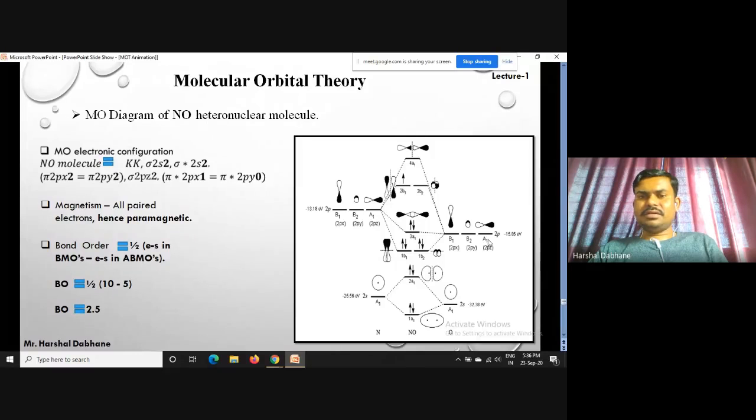And then see here, this is the 2s orbital of nitrogen, and this is another 2s orbital of oxygen. When they undergo the LCAO approximation, obviously we get two molecular orbitals: this is sigma 2s, and this one is sigma star 2s.